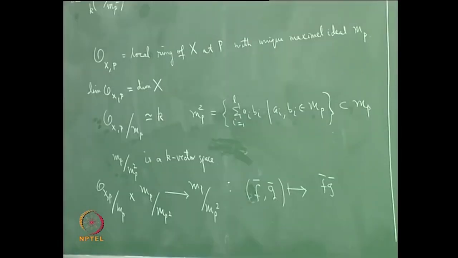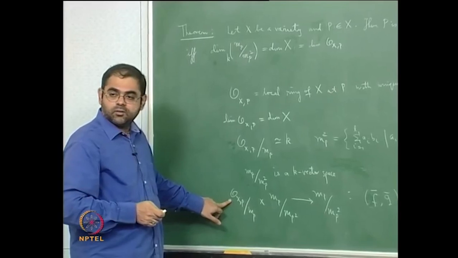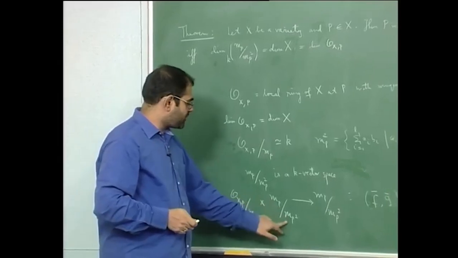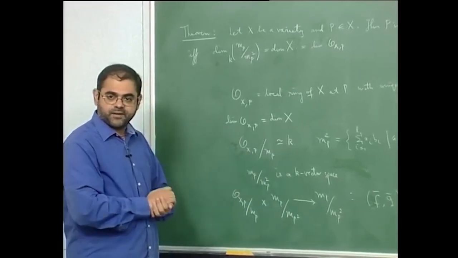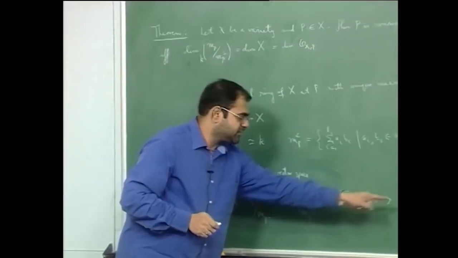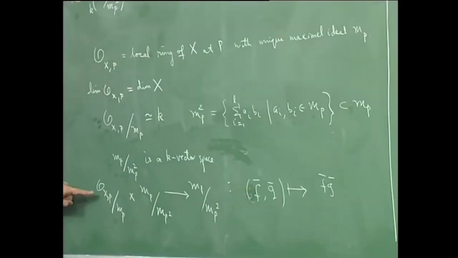This should give you an obvious map, which will make MP mod MP squared a module over OXP mod MP. But OXP mod MP is just K. Therefore, MP mod MP squared is a module over K, so it's a vector space. You can check that this map is well defined, where F is an element of the local ring, so it's a germ of a regular function at the point P, and F bar is its image. Actually, F bar is just that regular function evaluated at the point P. It's just evaluation.